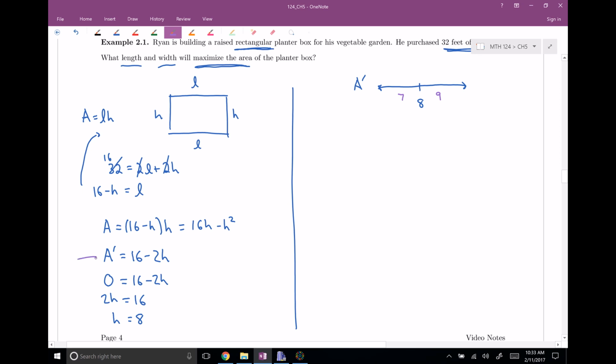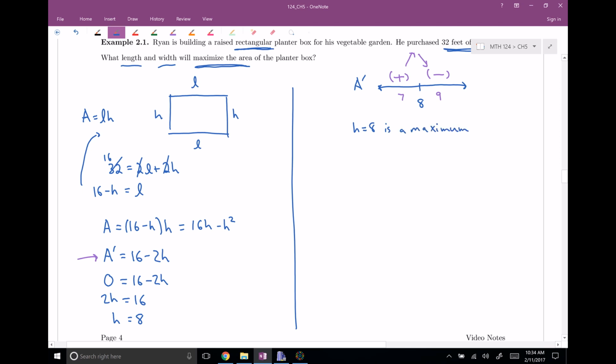Remember, I'm plugging these things into my derivative back here. If I plugged in 7, I would have 16 minus, 7 times 2 is 14. So 16 minus 14 is 2. That's a positive number. So far, so good. For 9, 2 times 9 would be 18. 16 minus 18 is going to be negative 2. That's a negative. And so therefore, my function A is going to be increasing, a positive derivative, and then decreasing, a negative derivative. Increasing, then decreasing, you can see that this is making a maximum shape. So therefore, H equals 8 is actually a maximum.